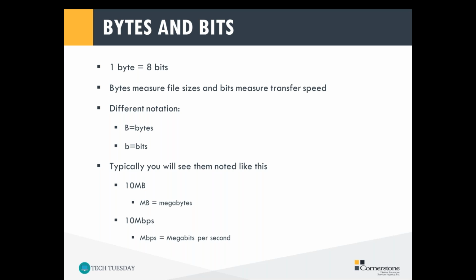You can also tell on paper because they're notated differently. Bytes is a capital B and bits is a lowercase b. Typically, you'll see it notated like 10 MB or 10 megabytes for a file size. And then 10 Mbps, with a lowercase b, is megabits per second. And that means they're transferring at a rate of 10 megabits per second.